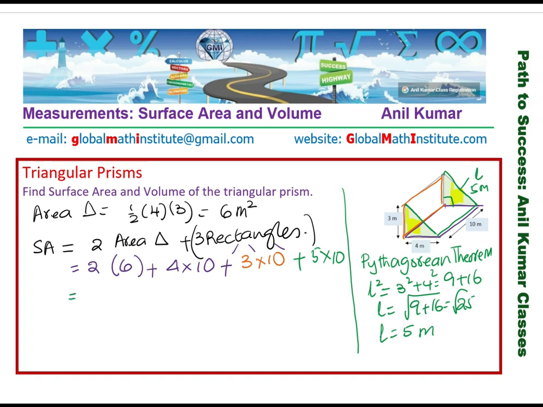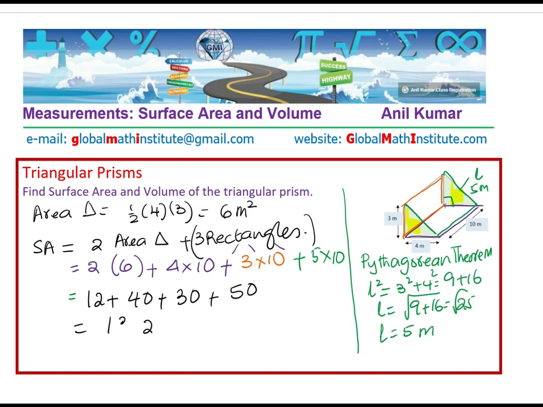So that gives you the surface area. Let's add them up. 2 times 6 is 12, plus 4 times 10 is 40, plus 3 times 10 is 30, plus 5 times 10 is 50. So adding them all, you get your answer. So we have 2 and 1 plus 4, 5, 6, 7, 8, and 5, 13. 132 meters squared. Does it make sense to you?